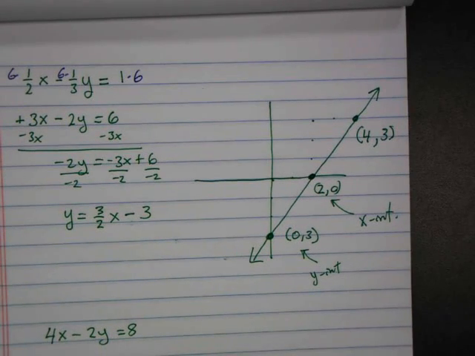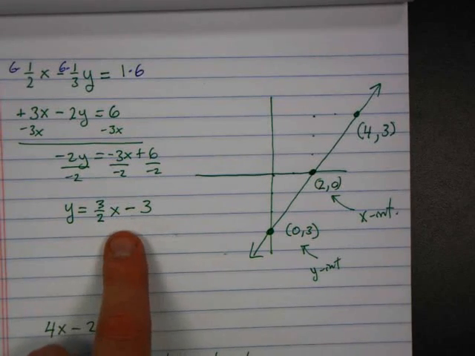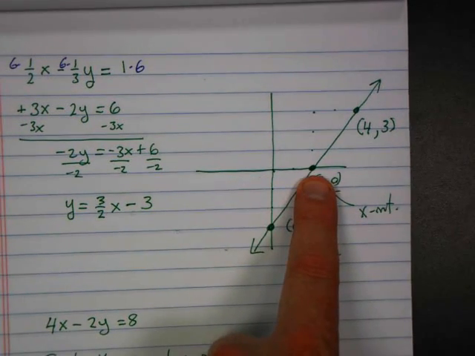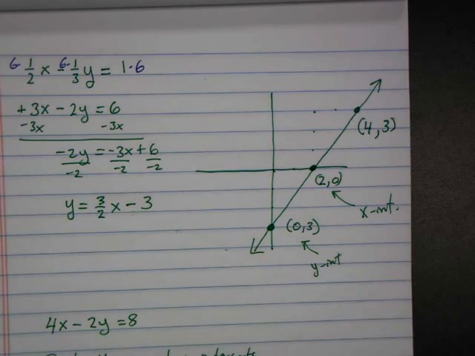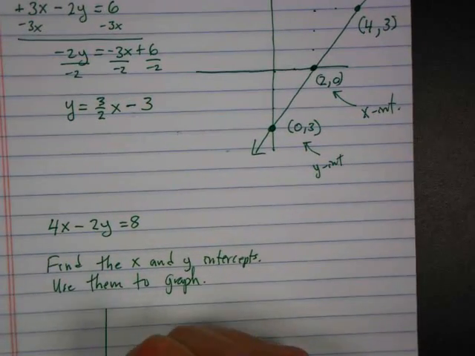Not always. Here I knew the y-intercept from my equation, but I did not know the x-intercept. I happened to find it by graphing, but I didn't know it. Should we do that mini table thing? Okay, I like your idea. I'm going to do a mini table thing.